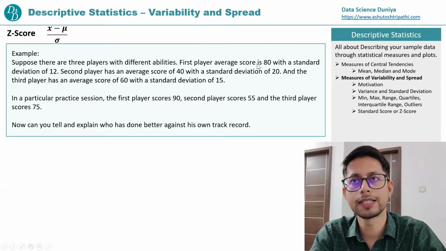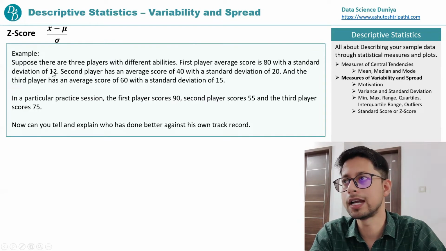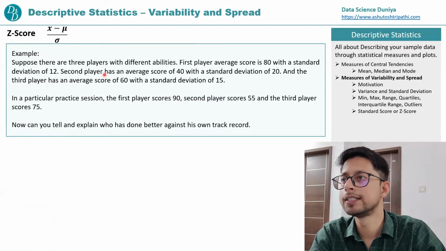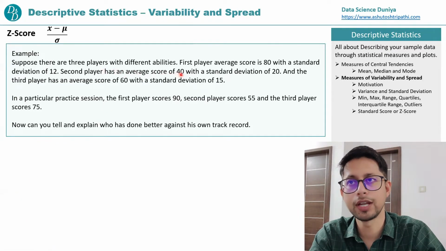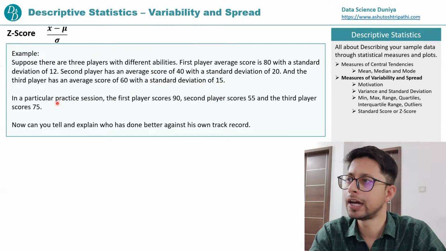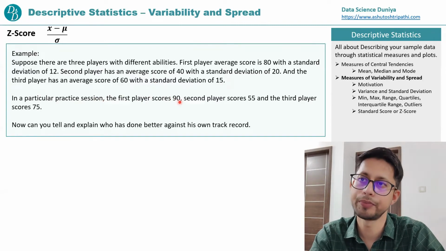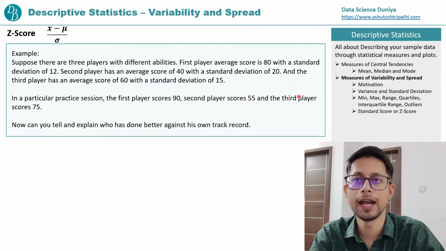The first player has an average score of 80 and a standard deviation of 12. The second player has an average score of 40 and a standard deviation of 20. Similarly, the third player has an average score of 60 with a standard deviation of 15. Now, in a particular practice session, the first player scores 90, the second player scores 55, and the third player scores 75.